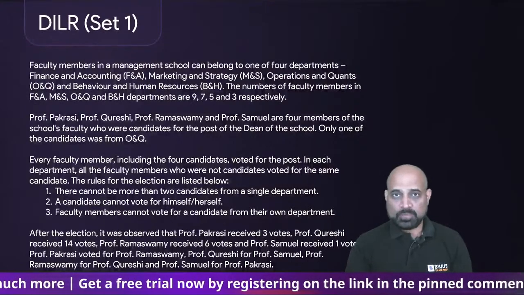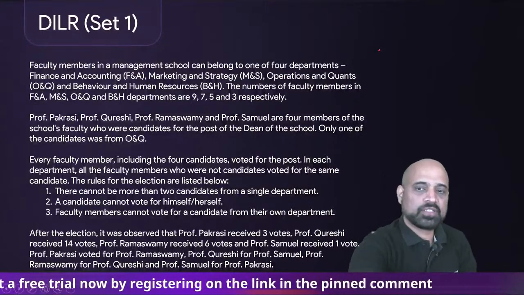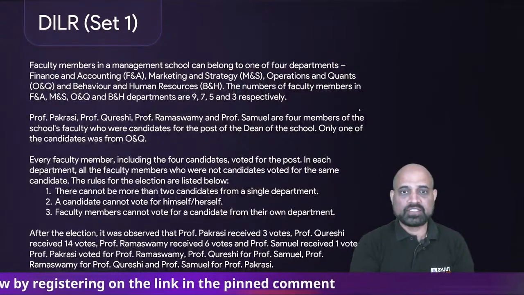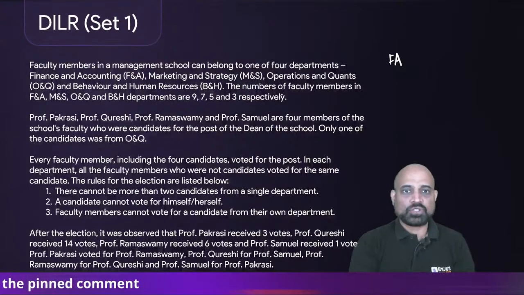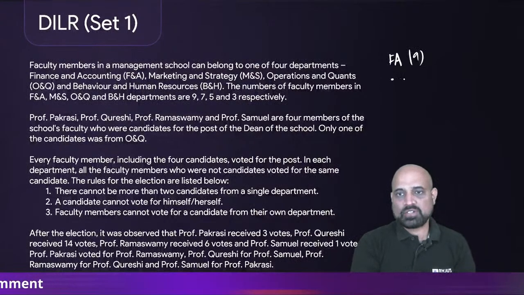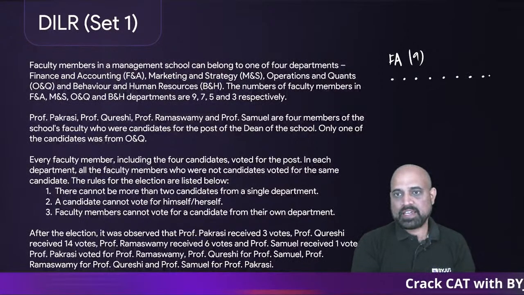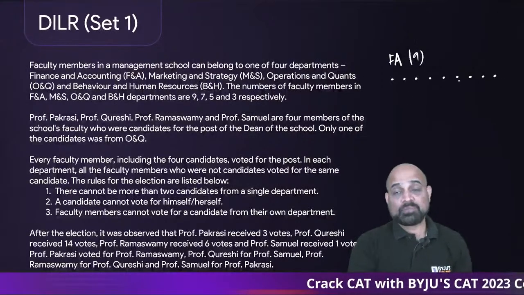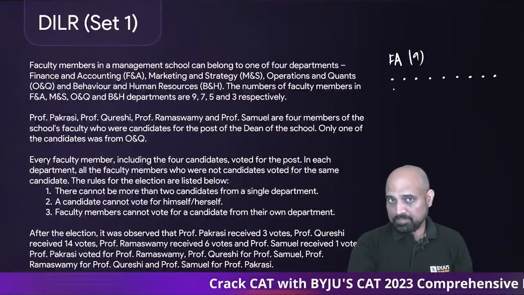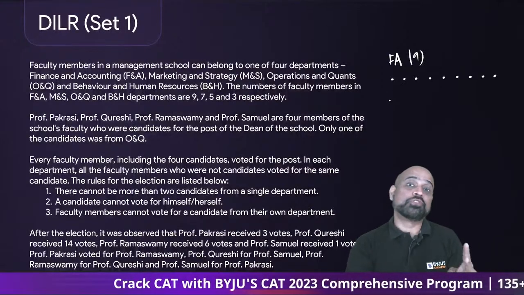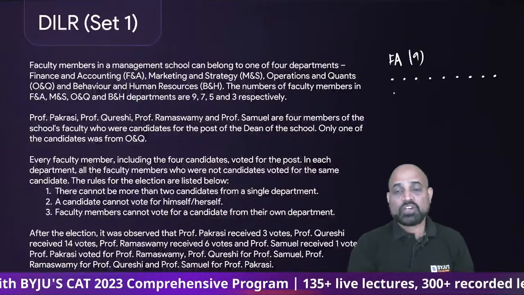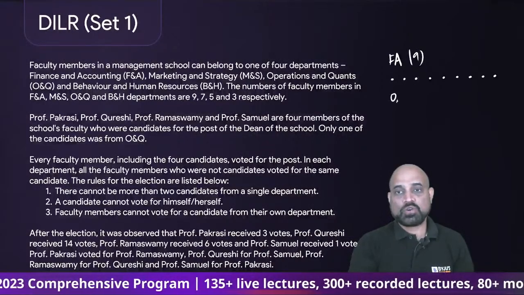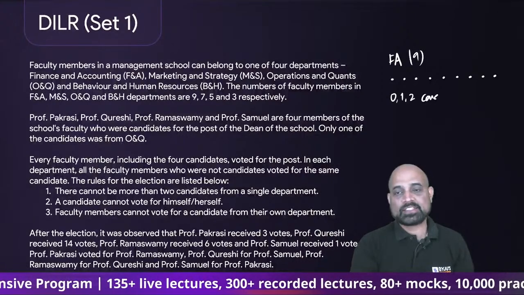So what is this all about? Suppose there is a department. Let's take up a department, let's say FA. Now, FA has a total of 9 members. Let's denote this by these dots: 3, 4, 5, 6, 7, 8, 9. Out of these 9 members, maybe none of them, maybe one of them, or maybe 2 of them have applied for the post of dean. So you may have either 0, 1 or 2 candidates from here.